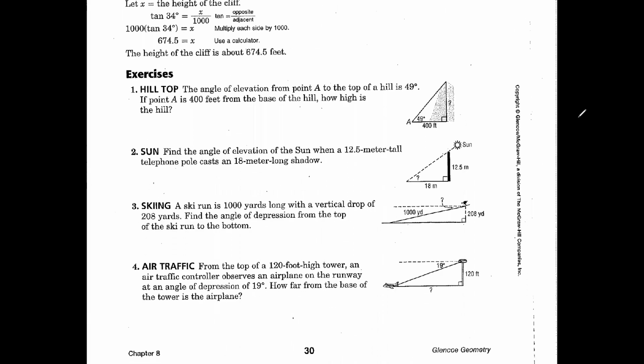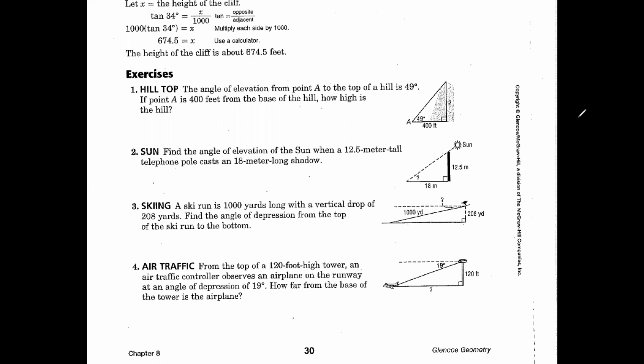Okay, so the examples. The first example says a hilltop, and they give us a diagram. Most of these will give us a diagram. Now there will be a few here and there that don't have a diagram already drawn. So what do you want to do if they don't have a diagram? Draw one, because if you don't, it's hard to identify opposite, adjacent, hypotenuse. So always draw a diagram if they don't give you one. All these examples give us a diagram.